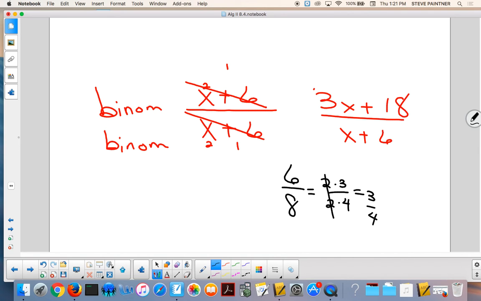Okay, see this? Guys, I turned 6/8 into multiplication. Can you turn that into multiplication?